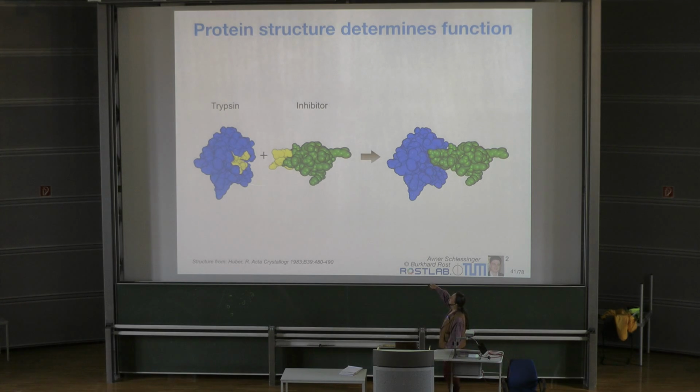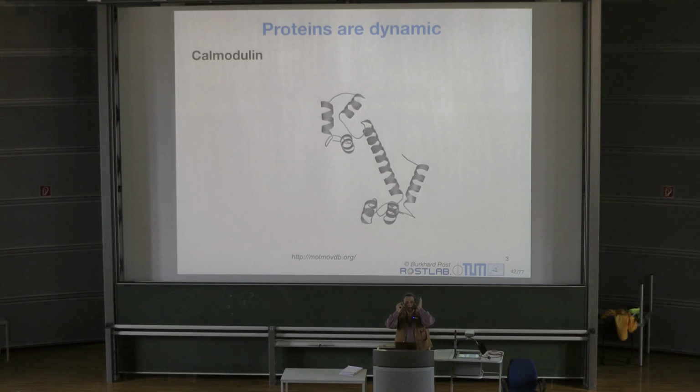So in the regular world, you have trypsin, you have an inhibitor, the trypsin fits to the inhibitor, it's the key and the keyhole, things fit together. So you have to maintain shape to maintain binding. But part of maintenance of shape has to do with dynamics.